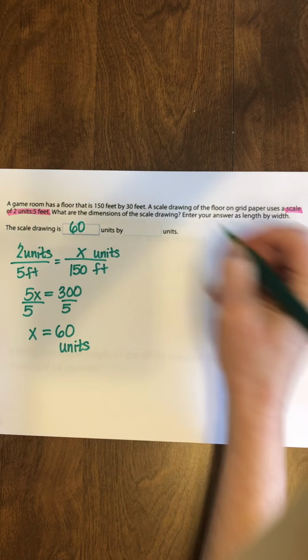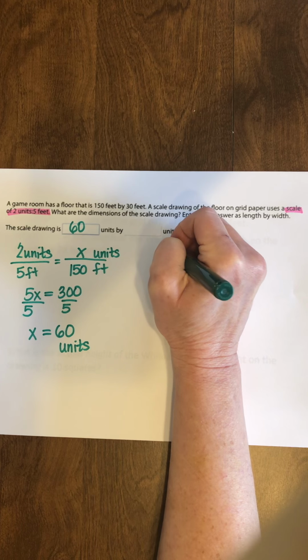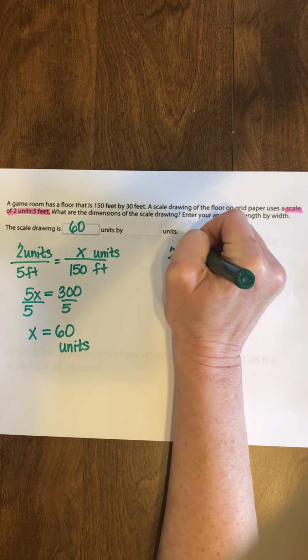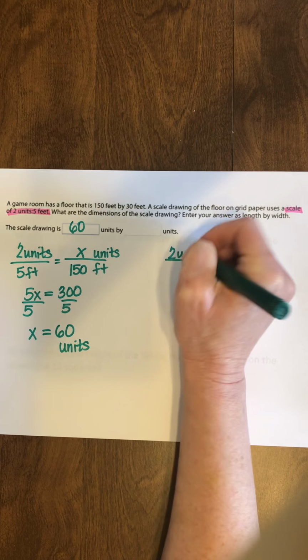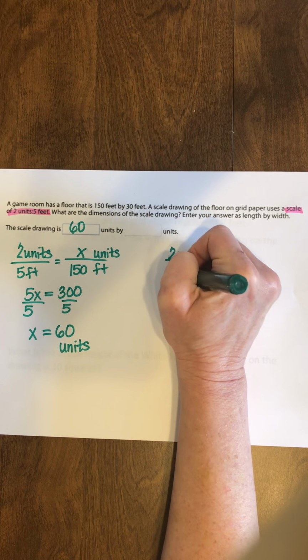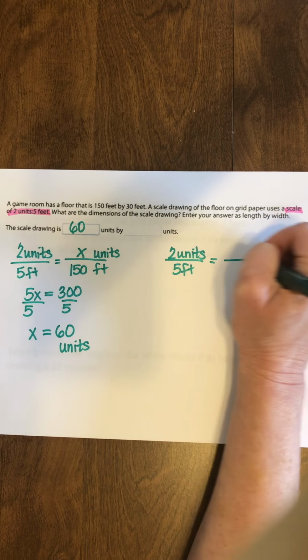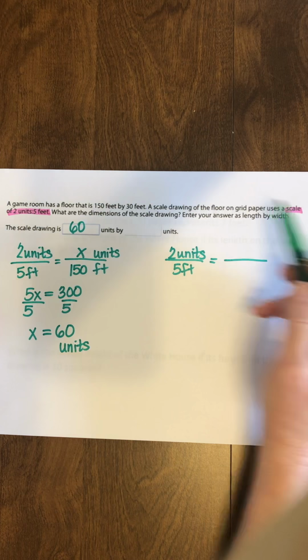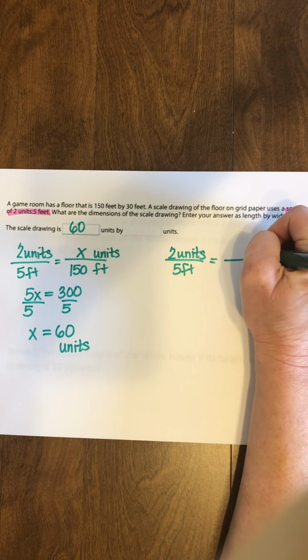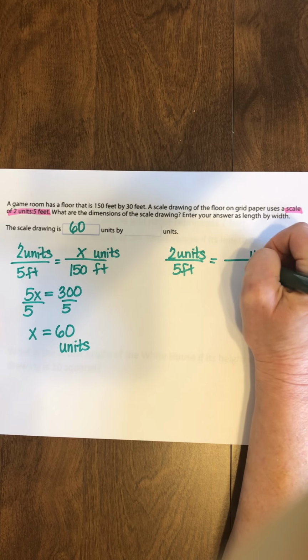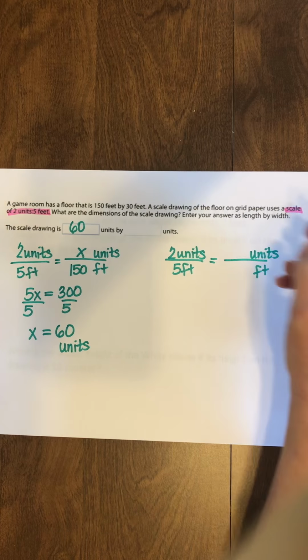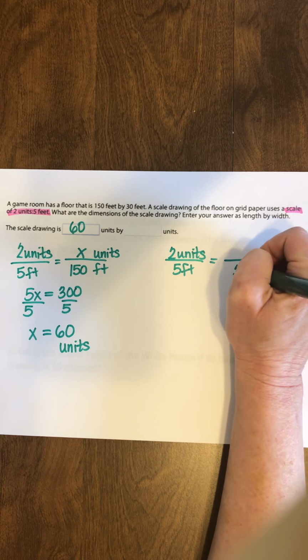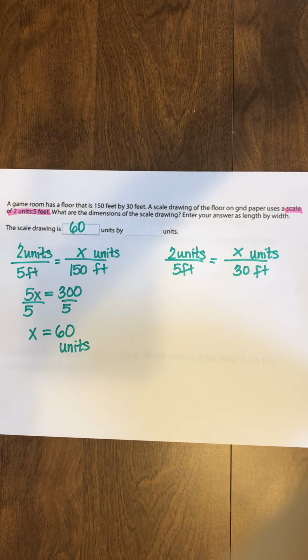All right, I'm going to do my other side the same way. I'm going to set it up with 2 units over 5 feet because my scale does not change. But this time I'm going to be looking for the width, so I'm going to set it up to make it goof proof. All right, so 30 feet, so 30 goes down there with the feet. I'm going to have an x there for my units for my blueprint or my scale drawing that I have.